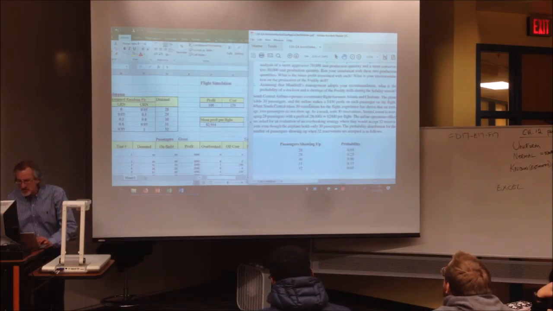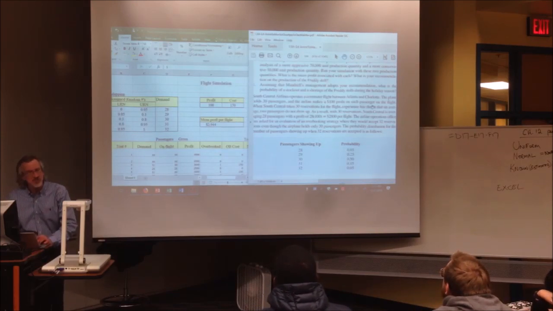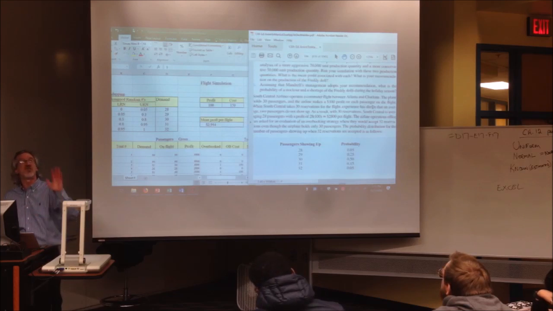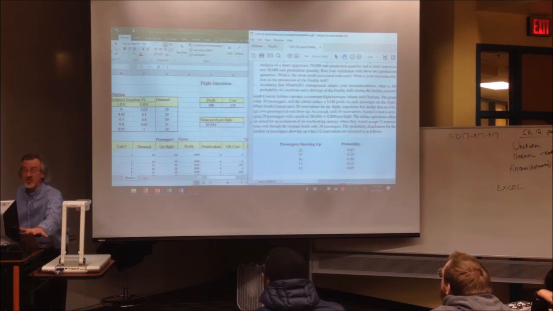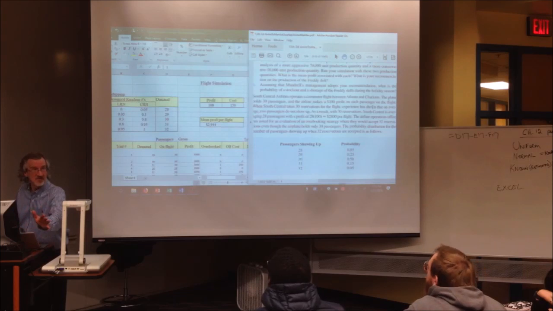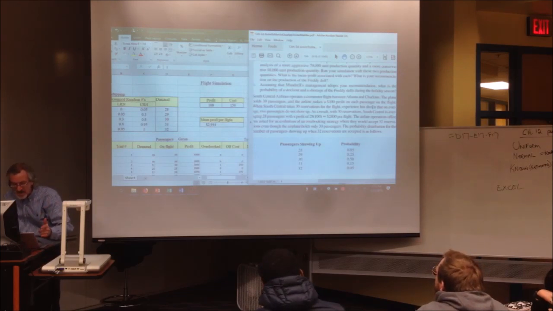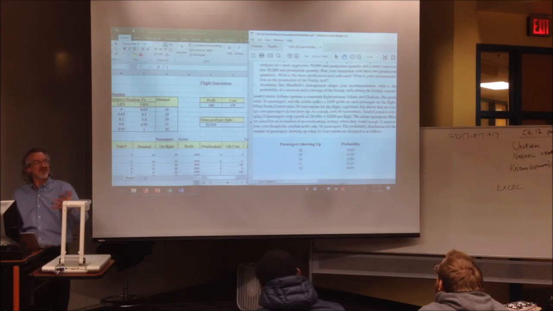It holds 30 passengers. The airline makes $100 profit for each passenger. So how much do they make in profit if 30 seats are filled when the flight takes off? $3,000. But it says that they've only been averaging 28 seats because they get people canceling. And so sometimes there's 27, sometimes there's 29. Their average has been 28 because of people not showing up for the flight. So their average profit has been $2,800.